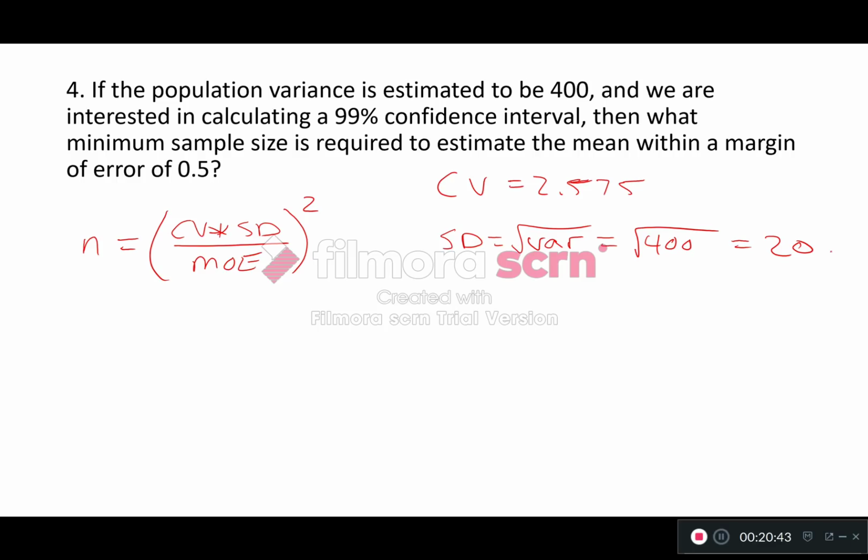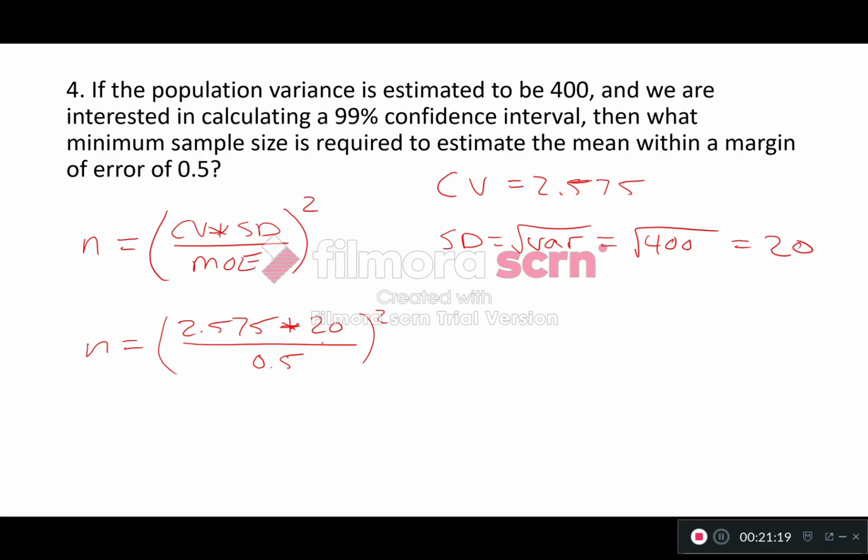At this point, we are ready to start plugging things into the formula. So n on this problem is the critical value of 2.575 multiplied by our standard deviation of 20 divided by our margin of error, and then all squared. And if we take a look at the problem, it tells us we're interested in calculating an estimate of the mean within a margin of error of 0.5. So in our denominator, for our margin of error, 0.5 is the value that we're going to plug in there.